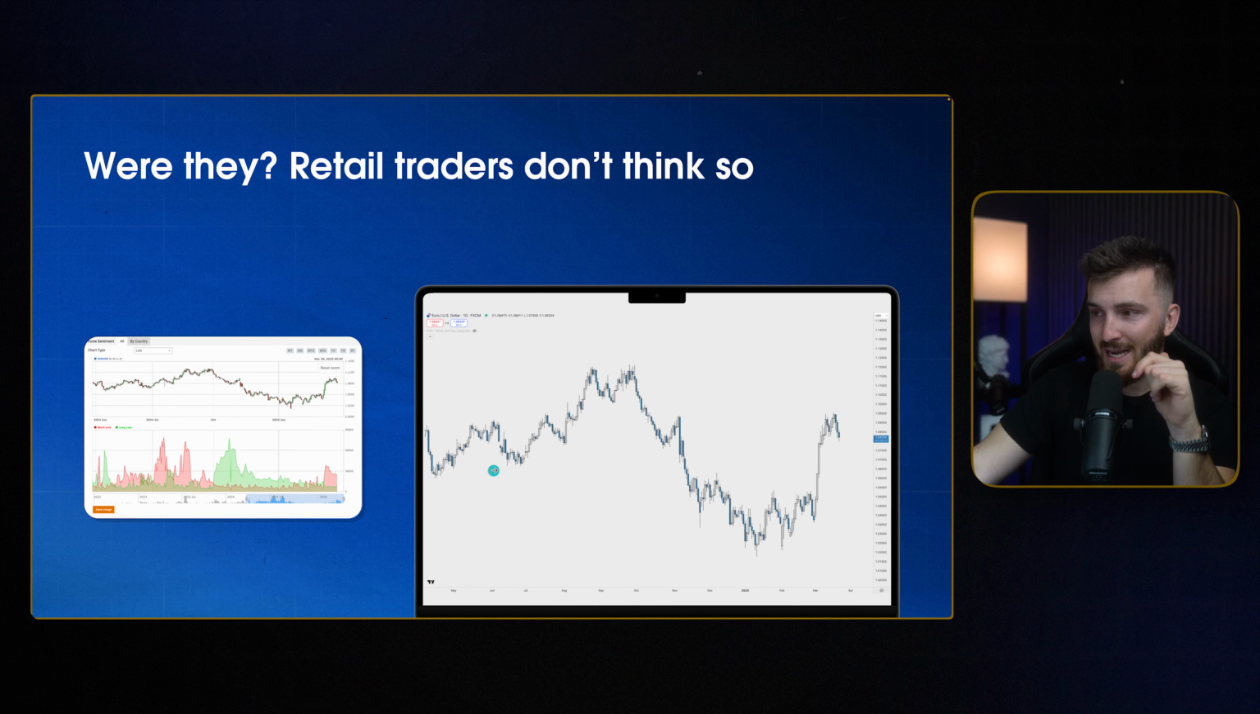This right here is the exact same chart. And you can see as the market is moving up, retailers are positioning themselves long. Every time the market is moving up, they're positioning themselves short. The market starts to move lower and they start positioning themselves long.